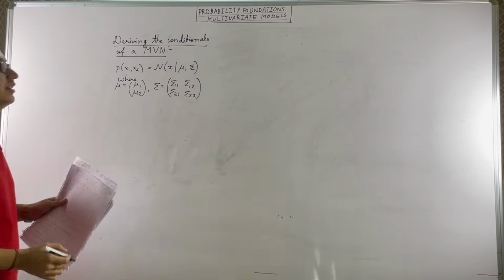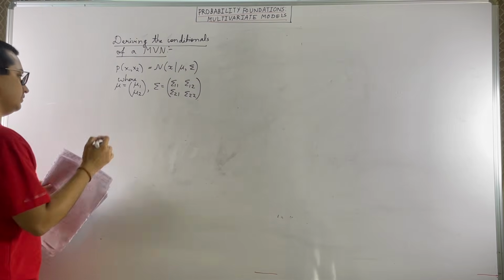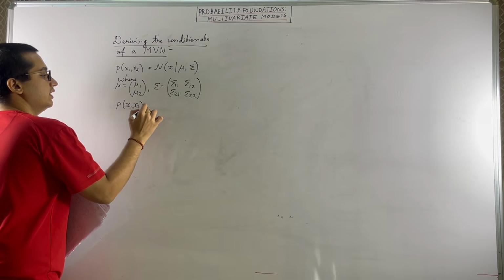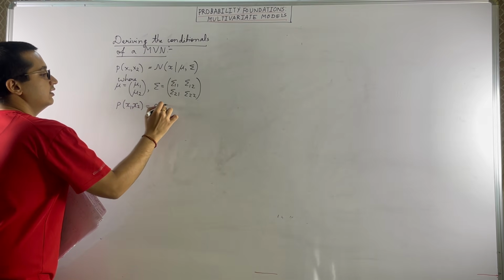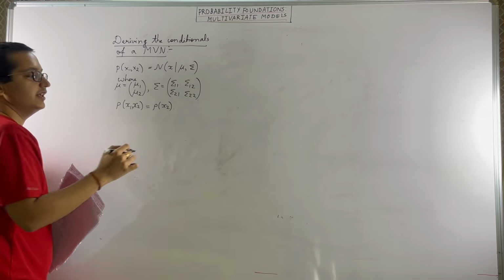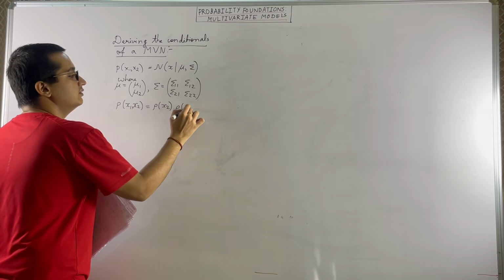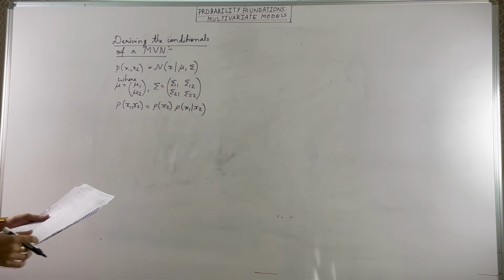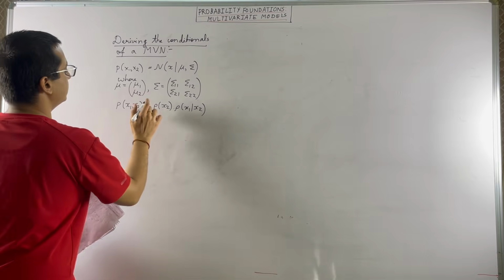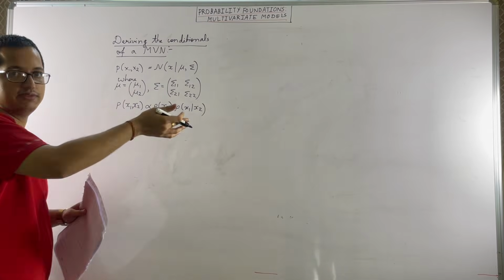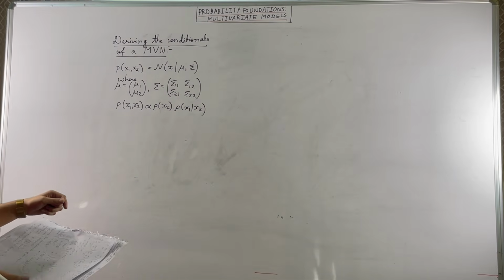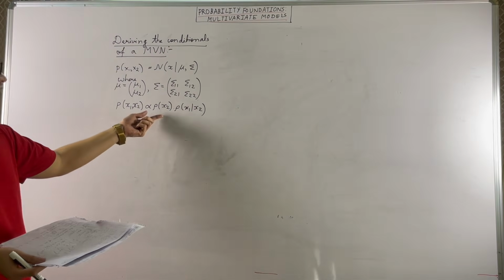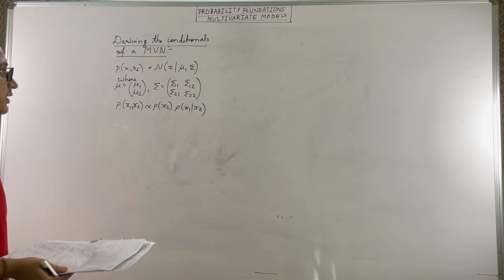Okay, then first of all, how can I write the joint? I can write the joint as p of x2 times p of x1 given x2, chain rule, if you recall. Okay, we can write it. So basically we can say that again it is proportional to this, or equal to whatever you write, but this is the standard fact, and it's proportional to this times p of x1 given x2.